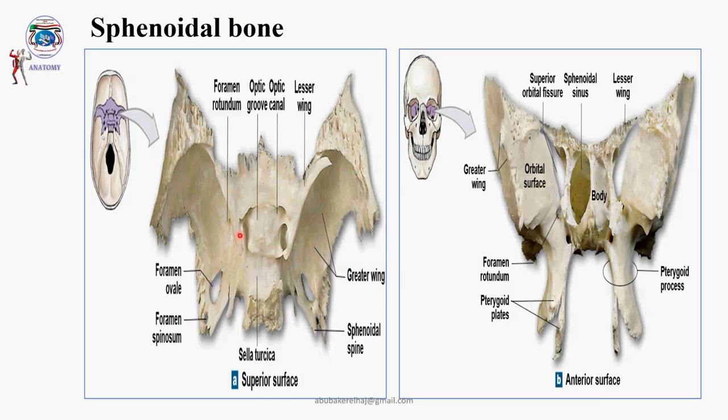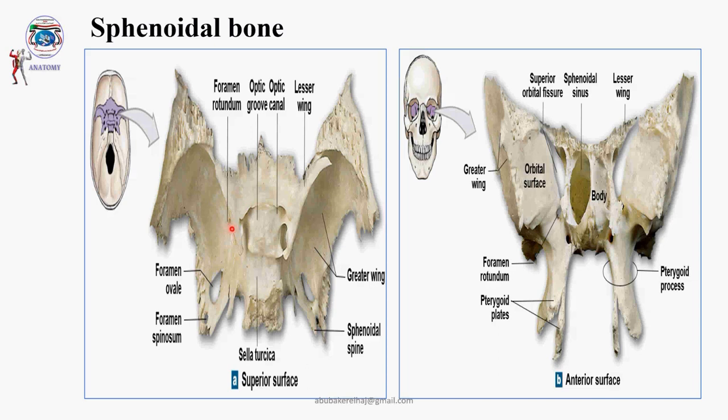And these projections are called the anterior clinoid process, and here we have the posterior clinoid process, and this is the foramen which is called the optic canal. The optic canal extends anteriorly, transmitting until the apex of the orbit, and transmits the optic nerve.